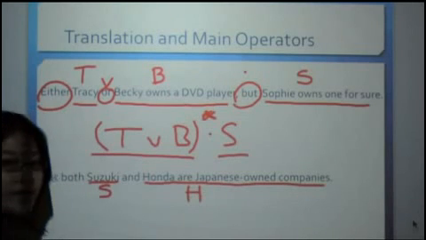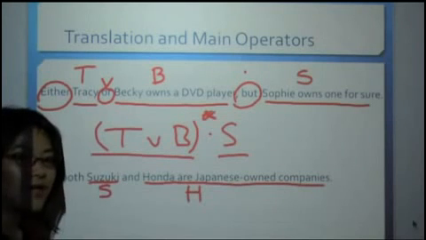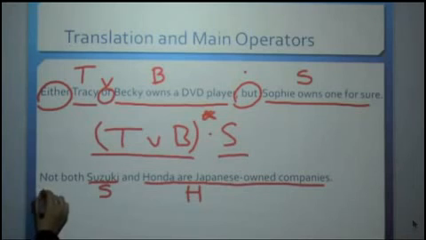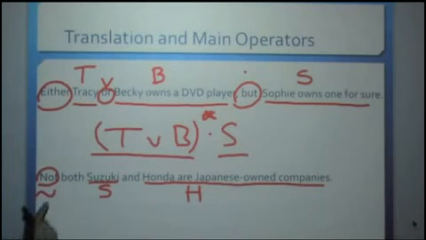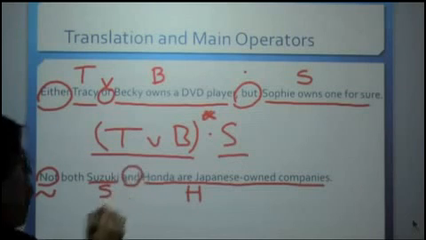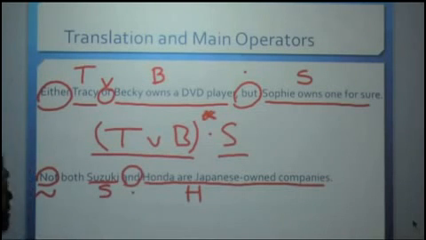Okay? Now that we've identified all the simple statements that make up the compound statement, we're going to identify the logical operators. Okay? So notice how here we have not. So we're going to replace the not with the negation. So we're going to put that tilde there. Then we have here an and, and we're going to replace that and with the conjunction dot, okay?